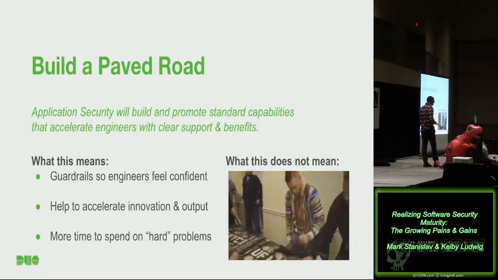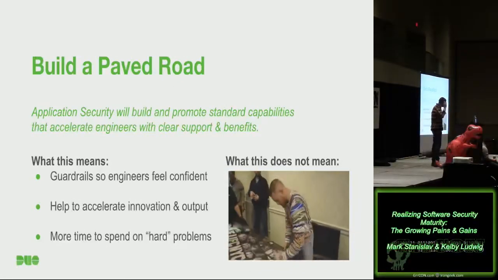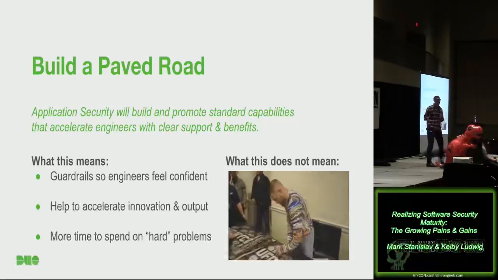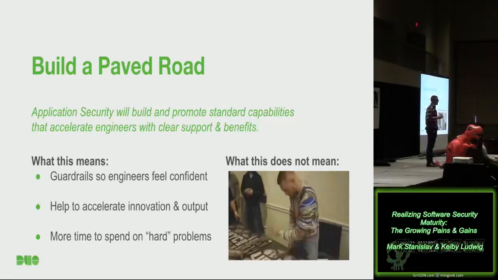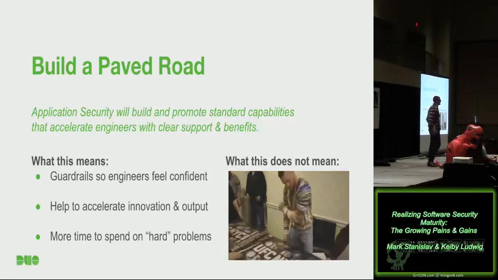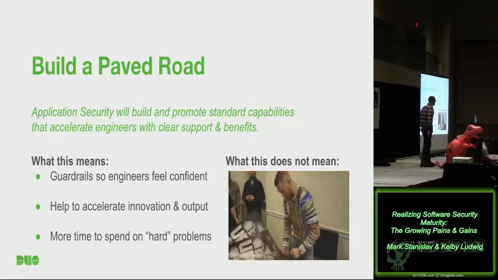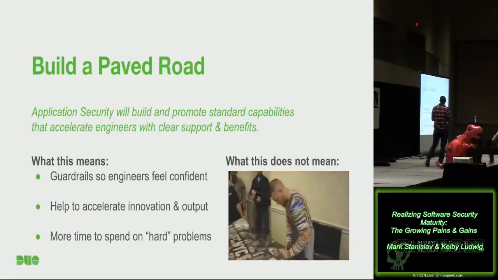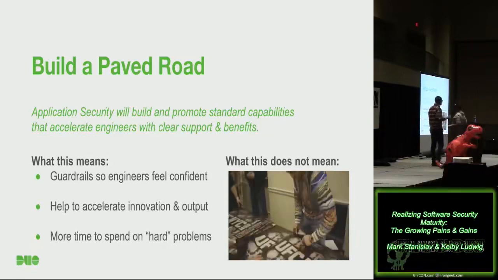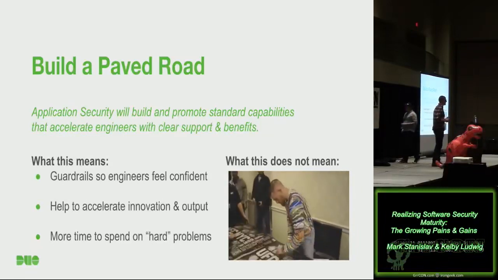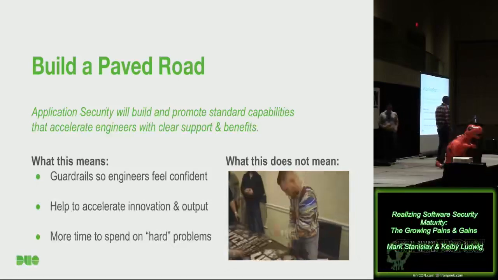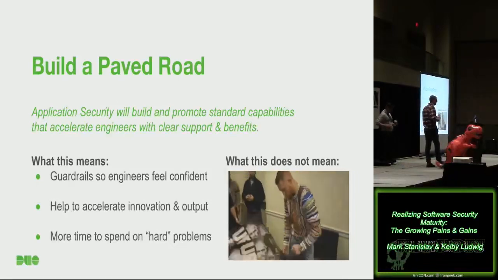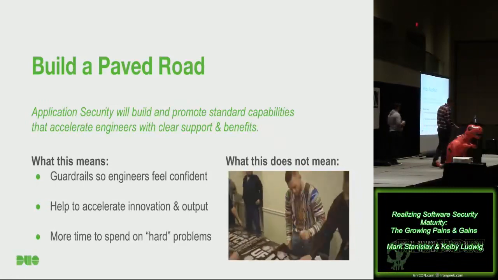Our next team value is build a paved road. With building a paved road, we want to make sure that we, as AppSec, are not the roadblocks to engineering's work, but more along the lines of guardrails. We want to make sure that engineering is doing their job quickly and efficiently and acting competently. So we promote standards and define the Duo AppSec way of doing things, and promote that internally with engineering and make them effective at innovation.